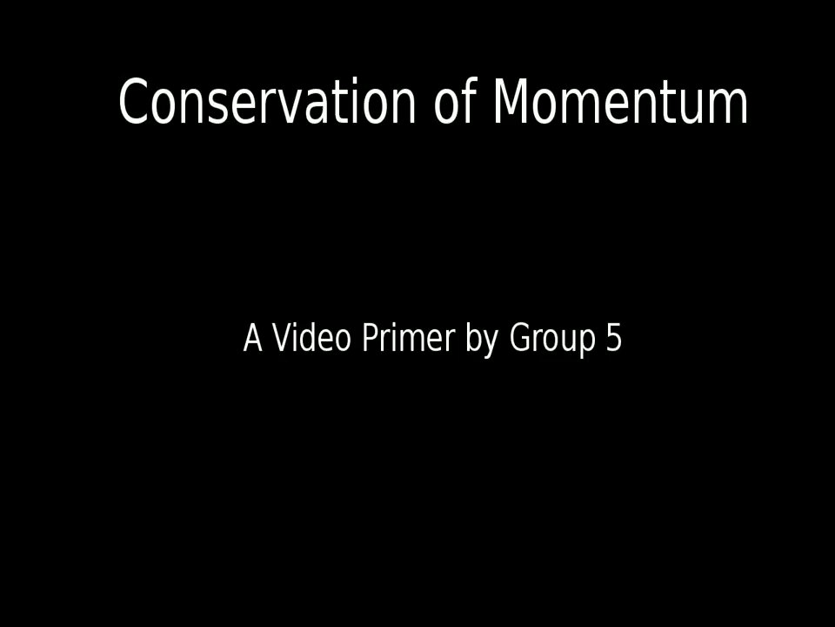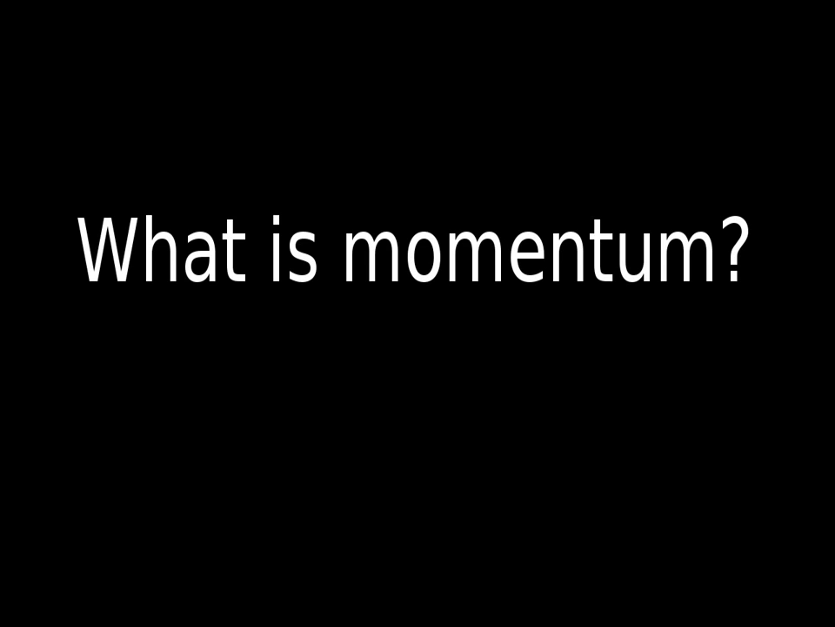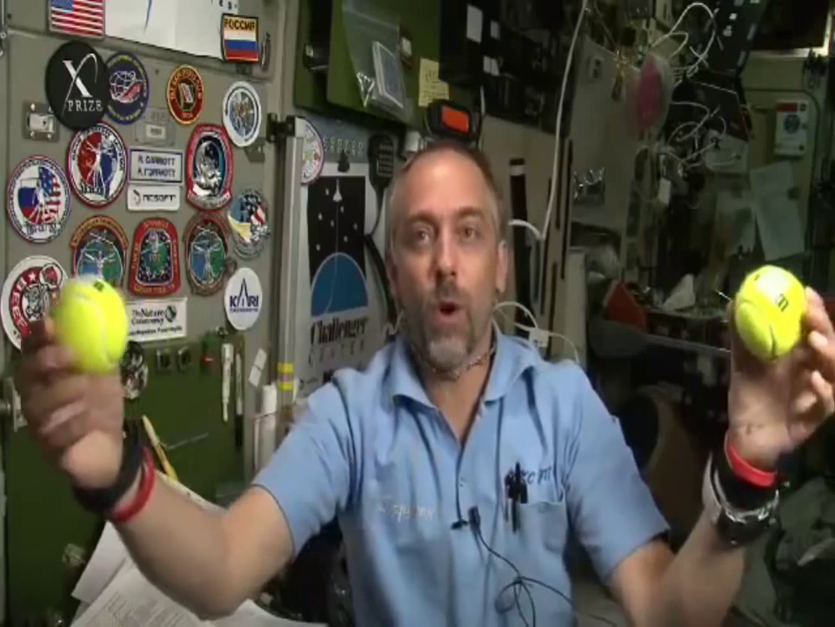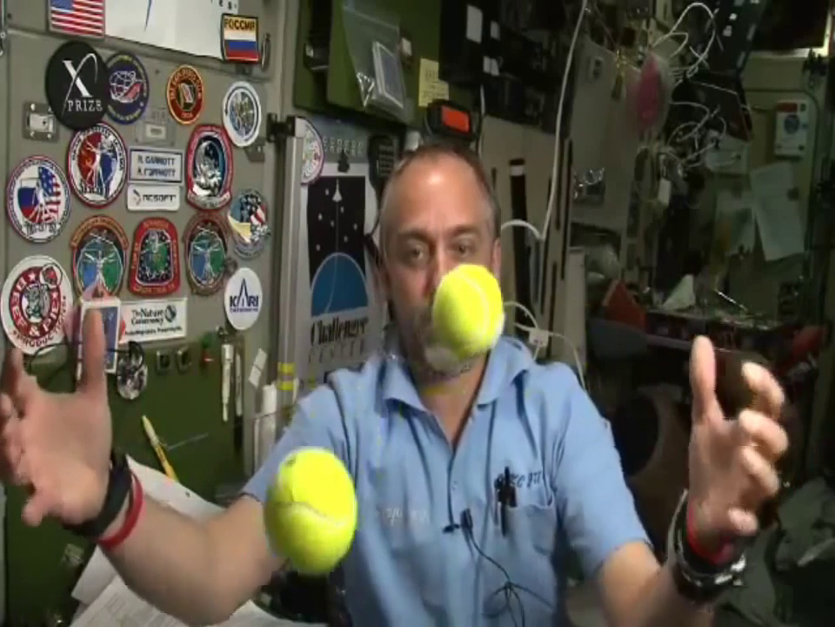This video will discuss the principles and applications of the conservation of momentum. But first, what is momentum? Momentum is a vector quantity which describes the motion of an object. Often denoted with the letter P, momentum is simply the product of the mass of an object and the velocity of that same object. A striking feature of momentum is that it is conservative when considering closed systems of objects.